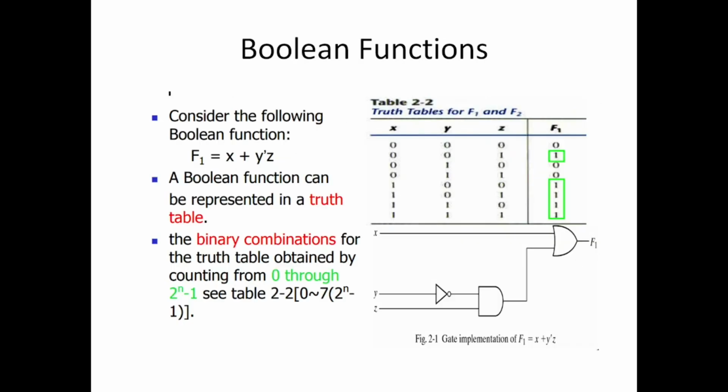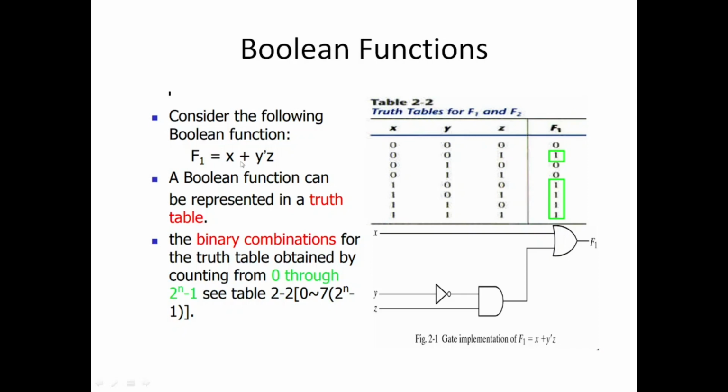Here is the example Boolean function. Consider the Boolean function f1 is equal to x plus y dash z. The Boolean function can be represented as a truth table, and also as a logic diagram. Here is the representation of the truth table, here is the logic diagram. First it is represented with a truth table.